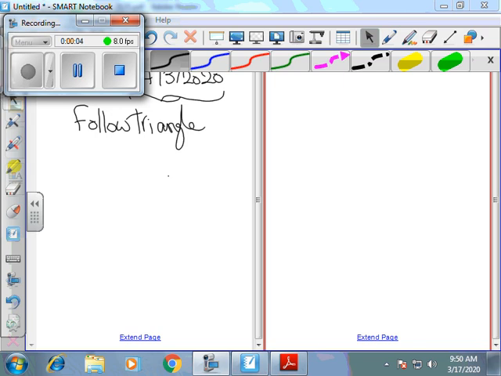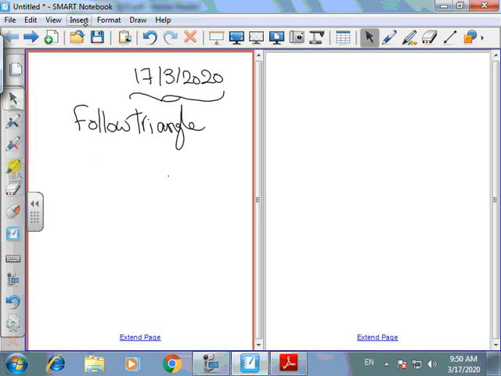Our lesson today will be following the triangle. It's the second part of the triangle. In this part, we have three theorems for the triangle that we can explain as follows.